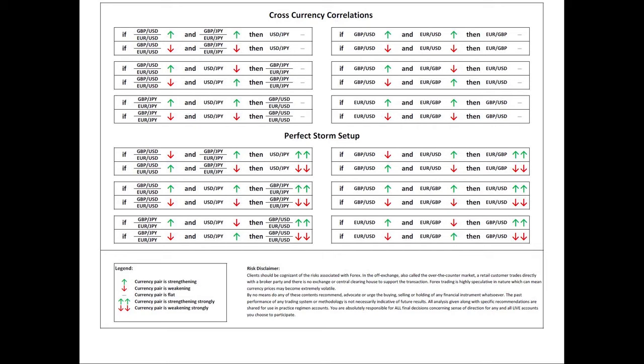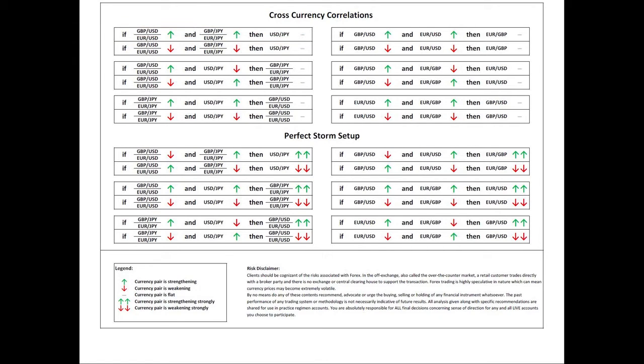Here, as you can see, these are the 5 cross-currency correlations that I made. The top part shows you, I've set it up like this so that you see which currency pair will basically be flat. So this is the currency pair that you do not want to trade. Just to give you an example, if pound dollar is going up and pound yen is going up, you definitely don't want to trade dollar yen, because dollar yen will be flat, not moving.